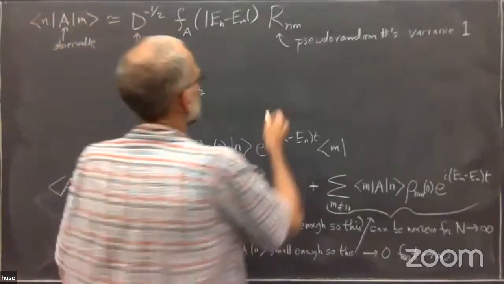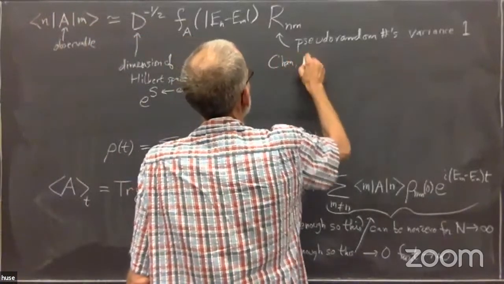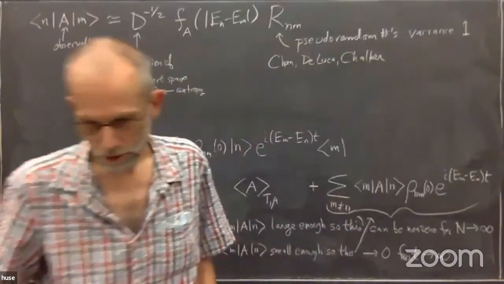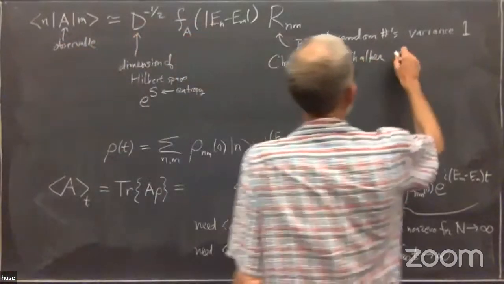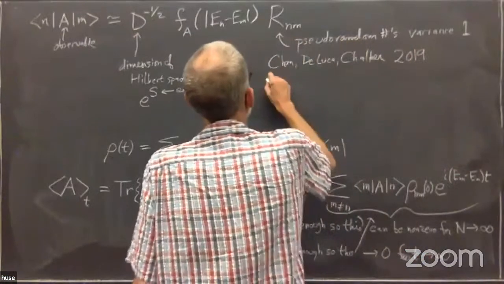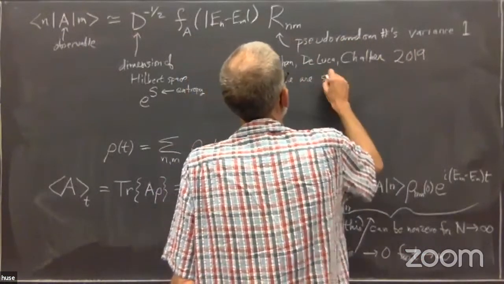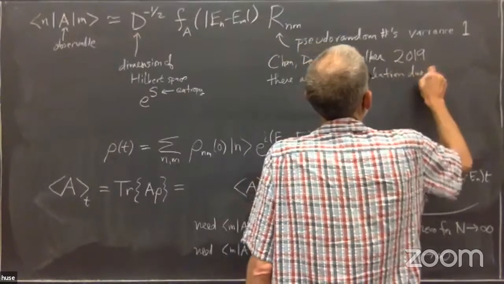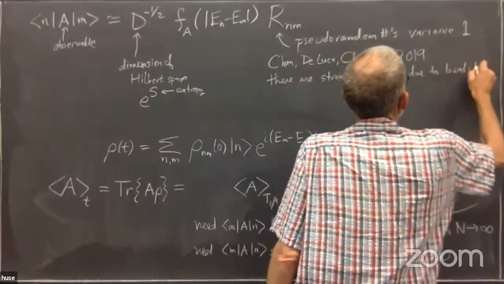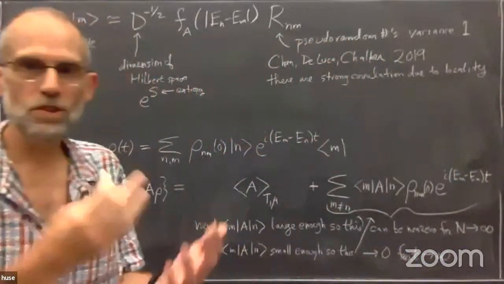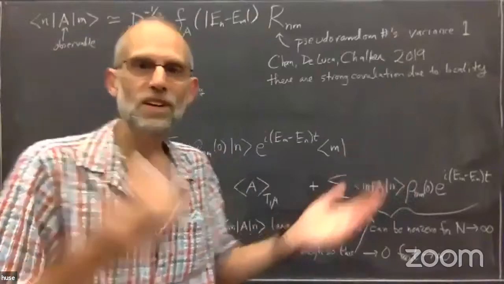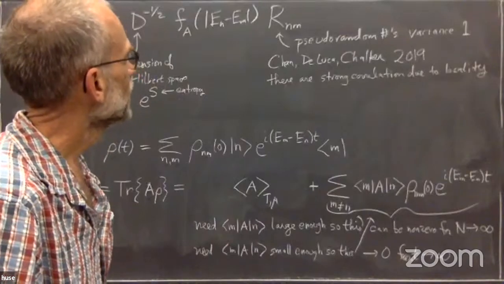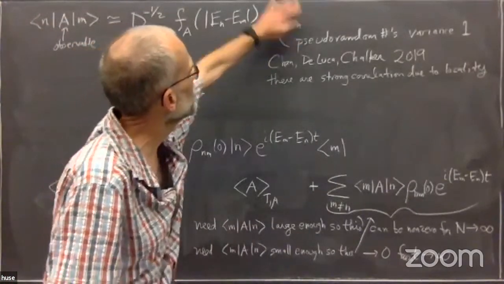And there's a recent paper, I'll just finish with this. There's a recent paper by Chen, De Luca, and Chalker. So what year is that? Just a second. 2019. So there are strong correlations due to locality. If you have a Hamiltonian or a Floquet operator which is local, there are causal restrictions that things can't spread any faster than a Lieb-Robinson speed or whatever. And that imposes a lot of restrictions on these pseudo-random numbers.